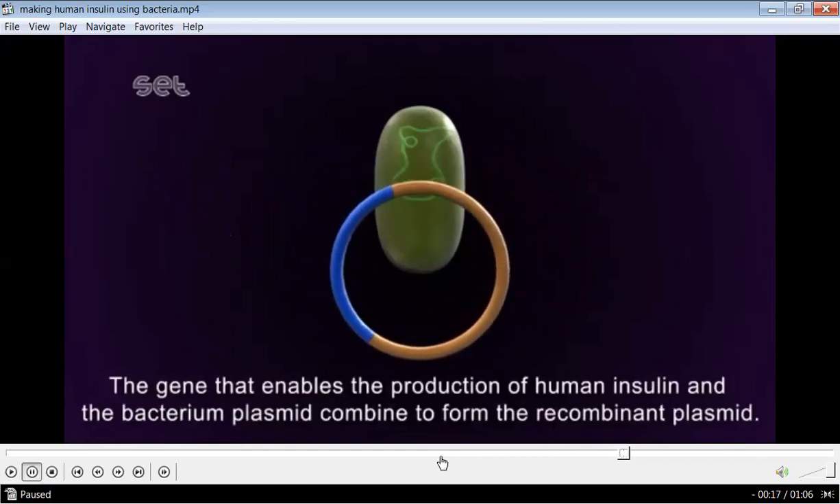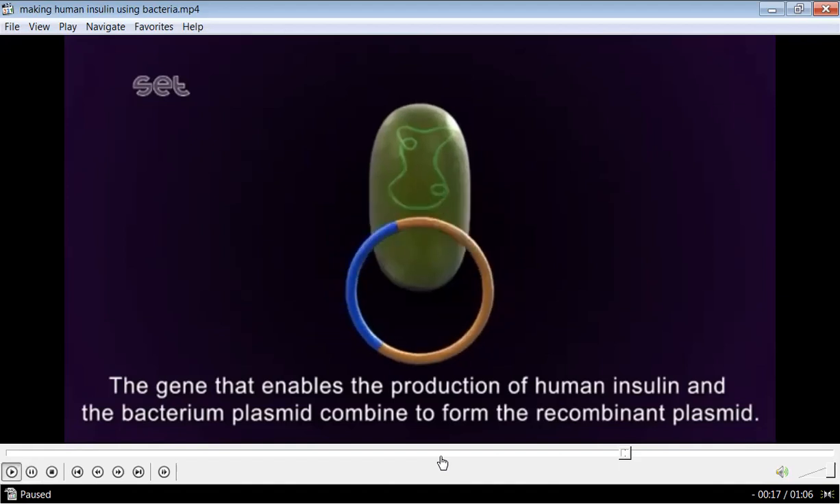See, now we have the complete plasmid. So the gene that enables the production of human insulin and the bacterium plasmid combine to form the recombinant plasmid. This is like the mixed plasmid, human insulin with the bacteria's plasmid together. In this case, they will inject it back into the bacteria.